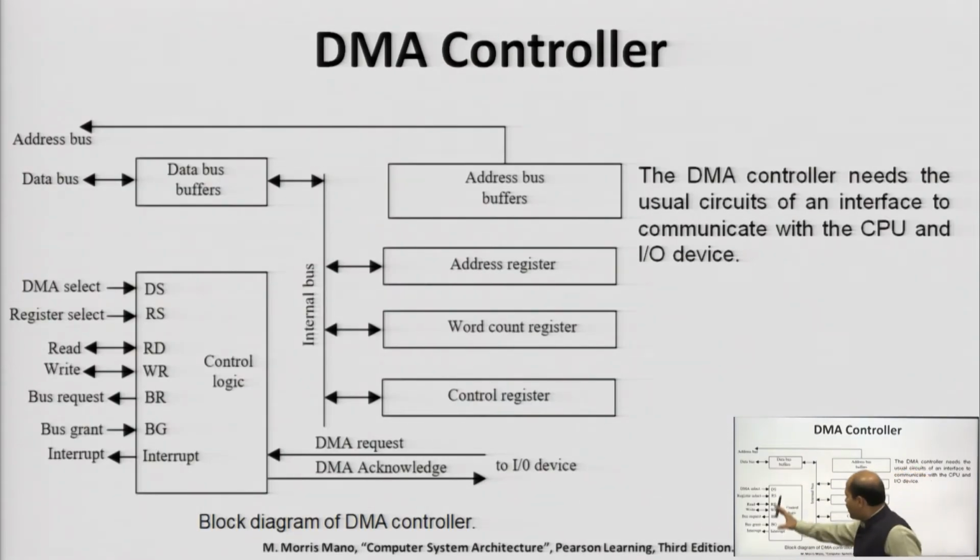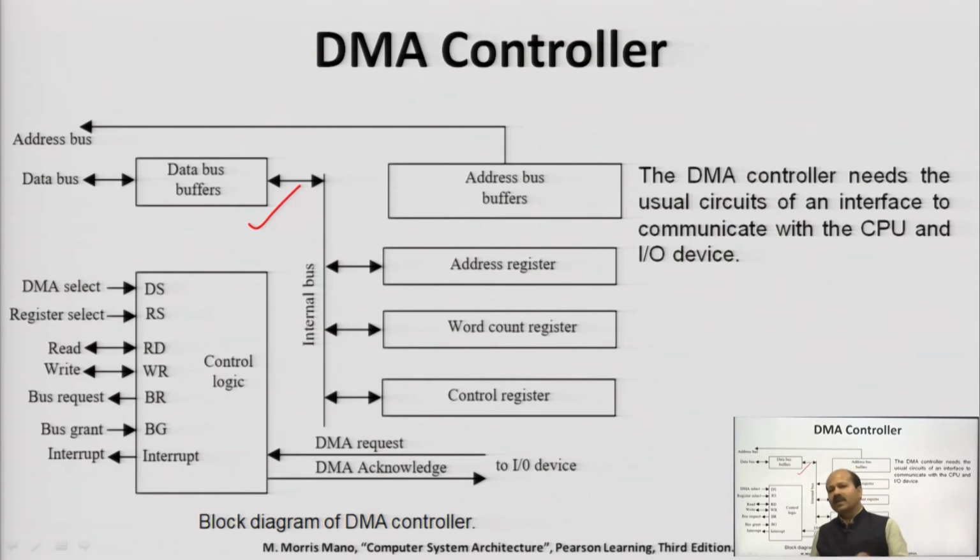This is the block diagram of the DMA controller. It looks like an interface, as we have seen in the case of a peripheral interface. You can see the internal circuitry in detail later, but this block diagram helps us understand the DMA controller, what the signals are and what components are used. You can see there is a data bus buffer. Whatever data is transmitted or received between the CPU and this device comes through the data bus buffer.